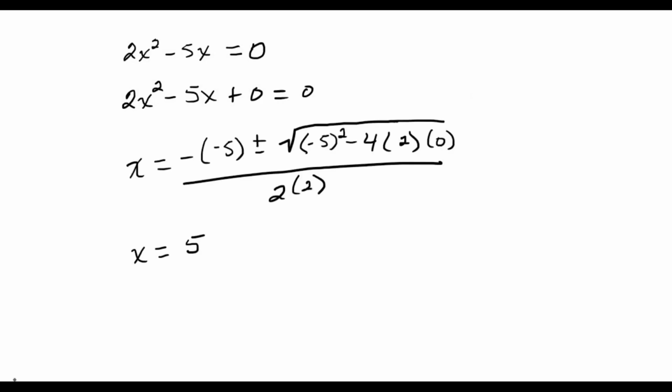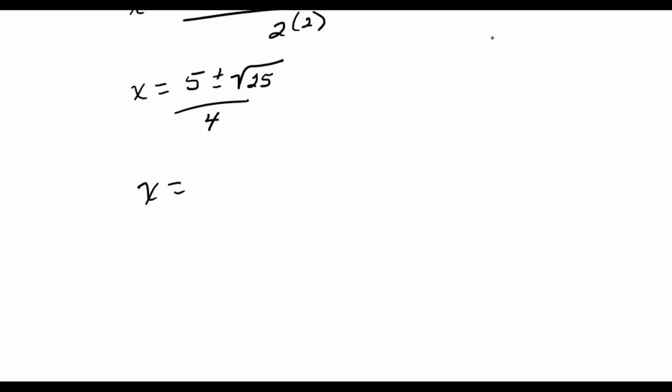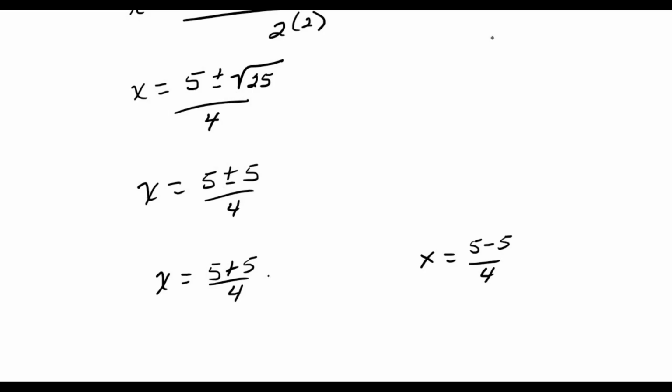So this would give me 5 plus or minus the square root of 25 all divided by 4. So that gives me 5 plus or minus 5 divided by 4. So my two answers would be 5 plus 5 divided by 4 and 5 minus 5 divided by 4. So this is 10 over 4, which is 5 halves, and this is 0.